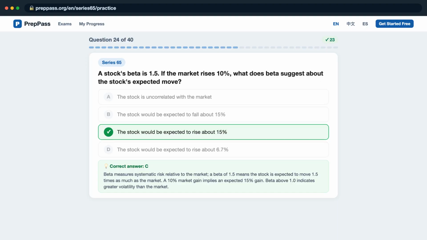Beta measures systematic risk relative to the market. A beta of 1.5 means the stock is expected to move 1.5 times as much as the market. A 10% market gain implies an expected 15% gain. Beta above 1.0 indicates greater volatility than the market.